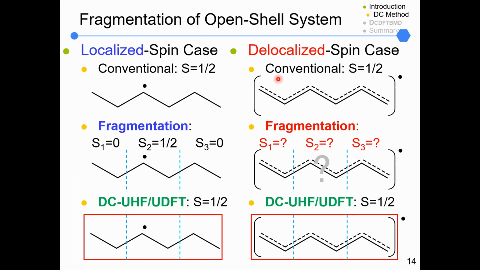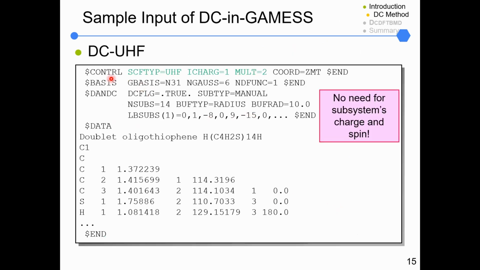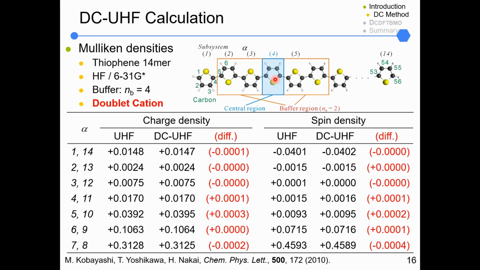But in the delocalized spin cases, it is difficult or impossible to specify the spin states of each fragment. On the other hand, the divide and conquer method need not specify the spin and spin state of each fragment. This is a sample input of the DC UHF. The user only inputs the charge and spin multiplicity of the whole system. Okay, and this shows some numerical results.